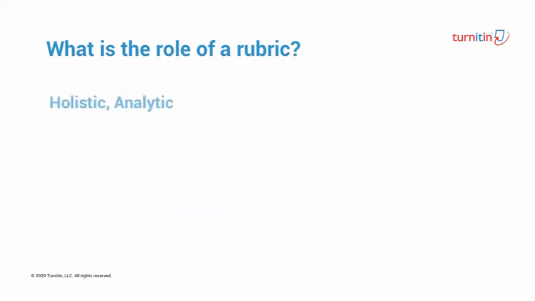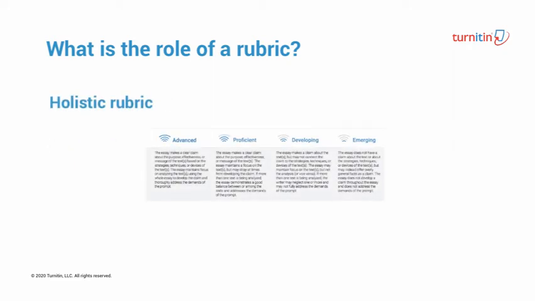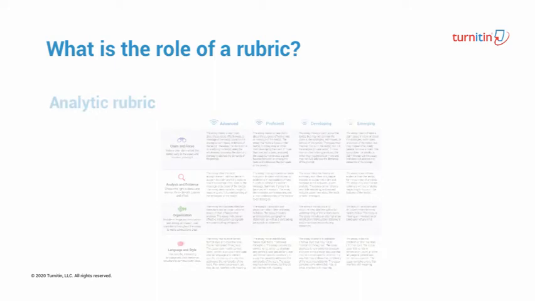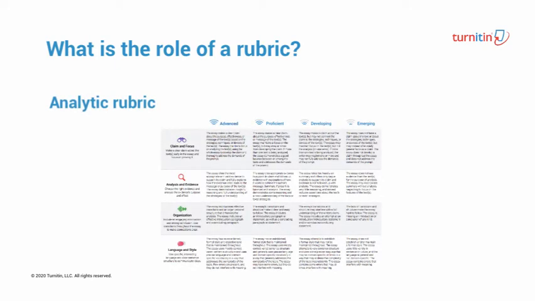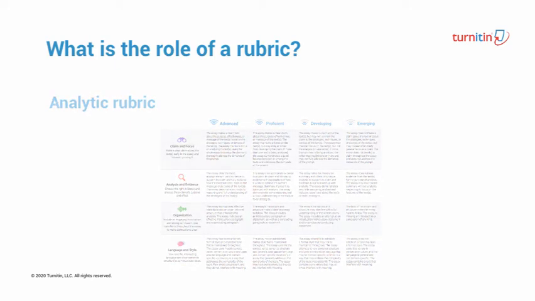For instance, rubrics may be holistic or analytic, general or task-specific. The scoring strategy for holistic requires overall quality judgment, while the strategy for analytic requires criterion by criterion scoring.